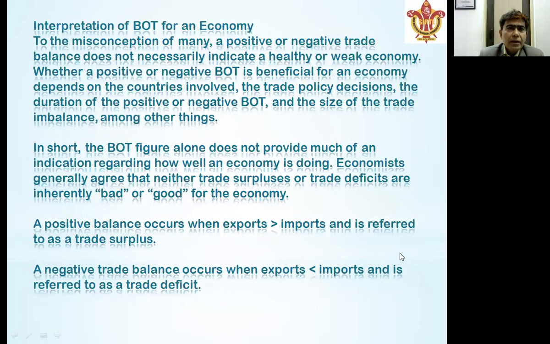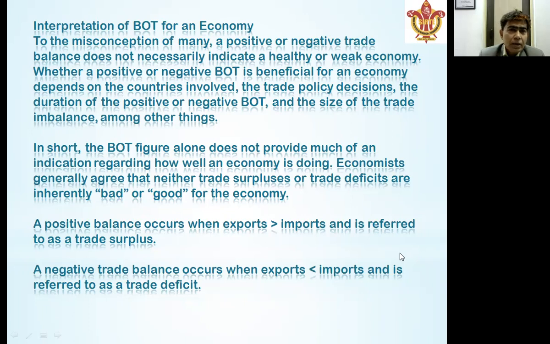A positive or negative trade balance does not necessarily indicate a healthy or weak economy. This is the most important concept. Balance of trade is not an indicator of a healthy or weak economy. We will understand the next graph by this concept. This is a very important concept, because when we set a trend, these concepts play a very important role.